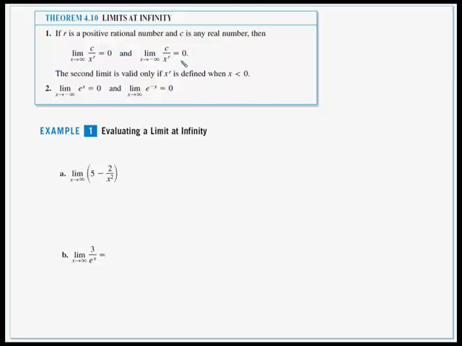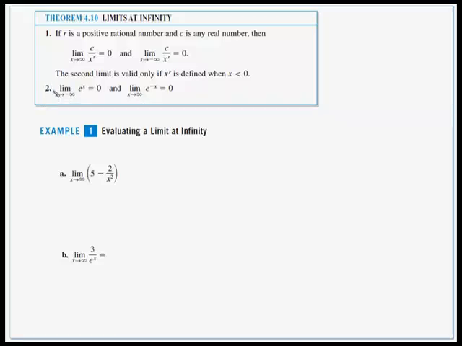And that's also true as we head to negative infinity. Again, we have a finite numerator, either positive or negative, and we're dividing it by an infinitely bigger and bigger denominator. That's also going to head off toward 0. This second limit here is only valid if x to the r is defined when x is less than 0, or when x is negative.